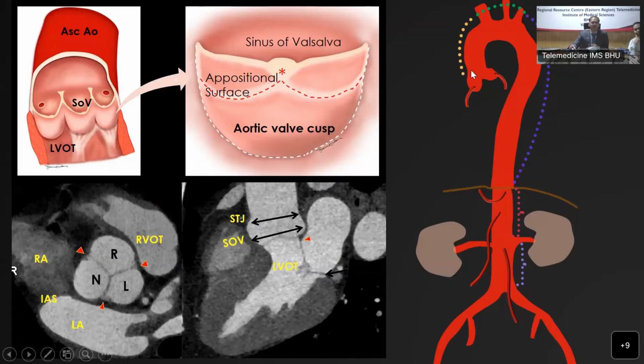After the aortic root, from the sinotubular junction to the origin of the brachiocephalic is the ascending aorta. From the brachiocephalic to the subclavian is the arch, and after the subclavian all the way to the diaphragmatic aorta is the descending thoracic aorta. The abdominal aorta is divided into two parts. The proximal portion, which is above the renal artery, is called the suprarenal aorta. The one below is called the infrarenal aorta.